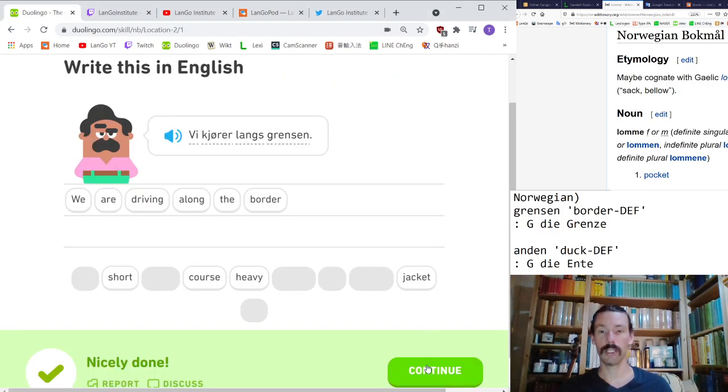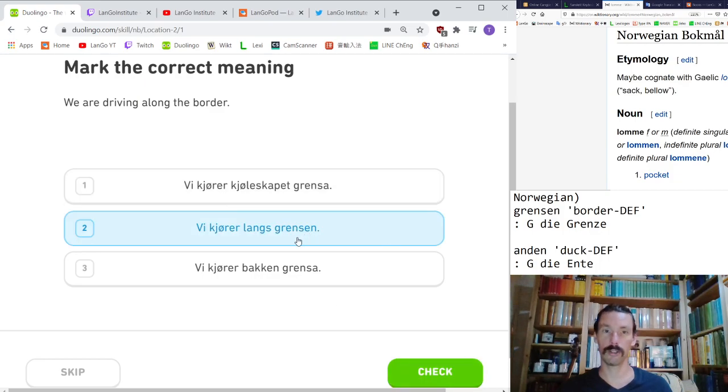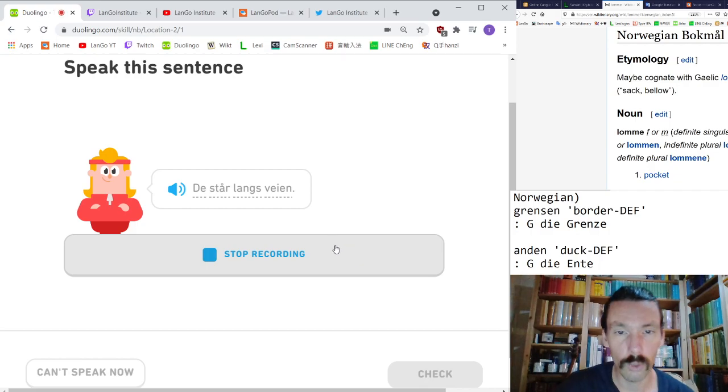Vi kjører langs grensen. We are driving along the border, same thing. Vi kjører langs, again, the same route as along. De står langs veien. They stand, they are along the way, along the road.